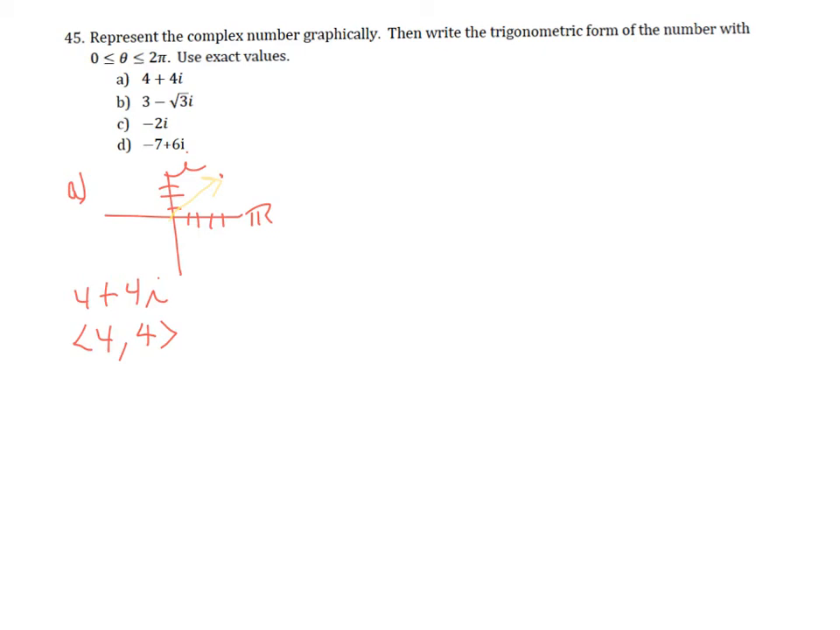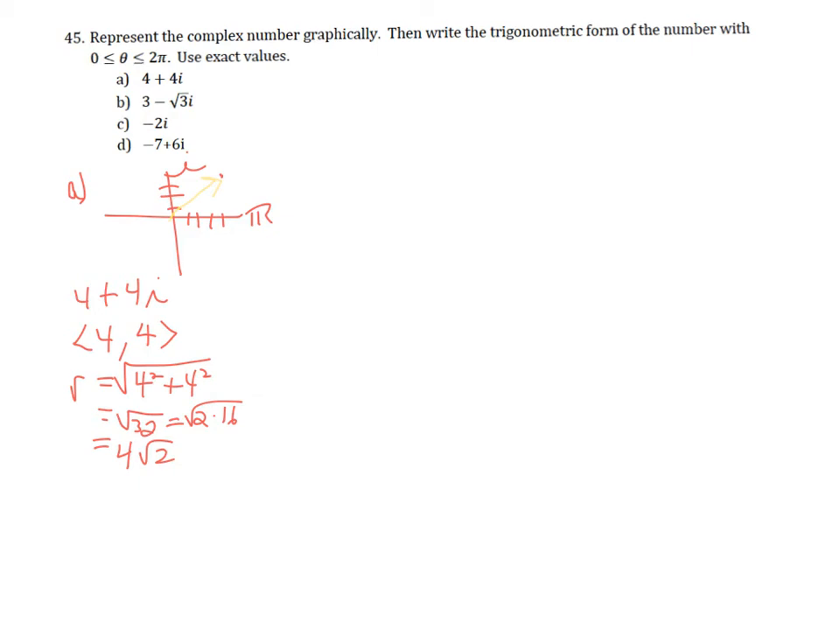Now, let's talk about the trig form of that. The r is going to be the square root of our x squared plus our y squared, or our a and b if you're talking about complex form. 16 plus 16 is 32, so that is the square root of 32, which, because that is 2 times 16, that's going to be 4 radical 2.